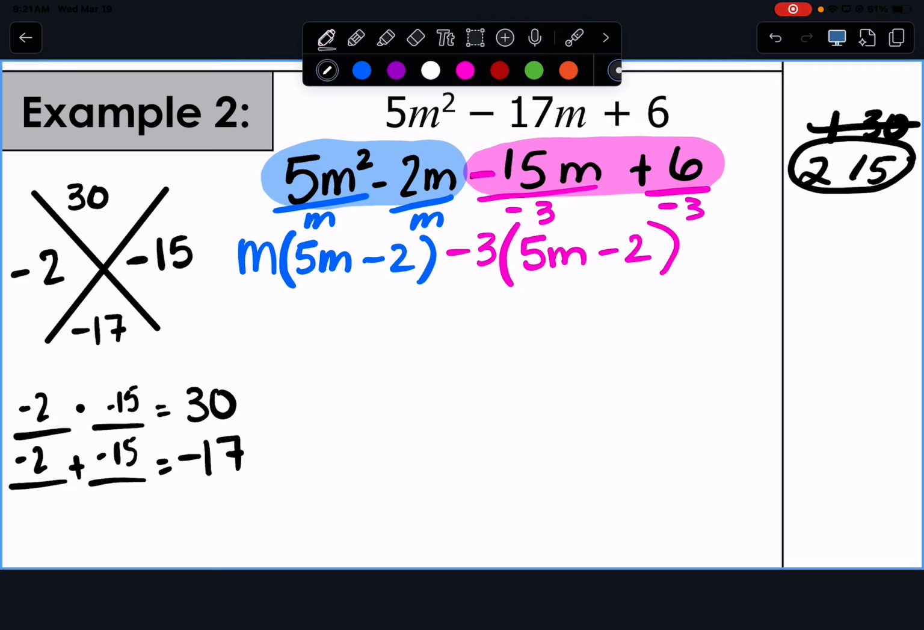What's the same? What's different? Yeah, minus. And there we go. That is our answer.